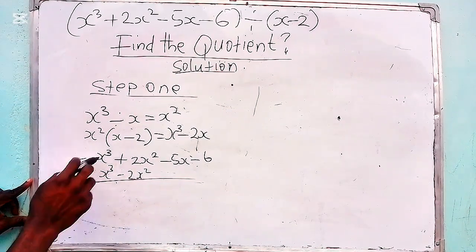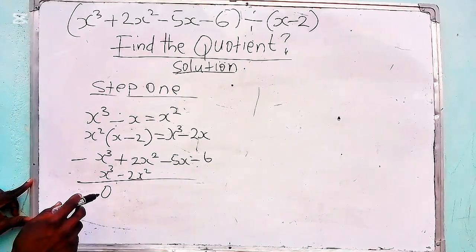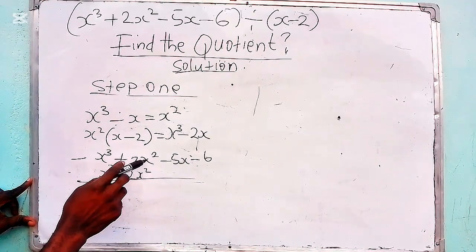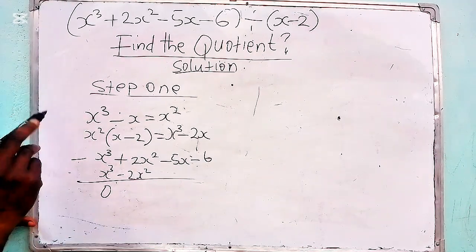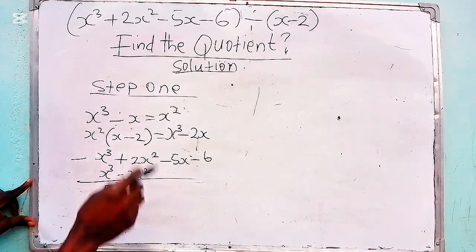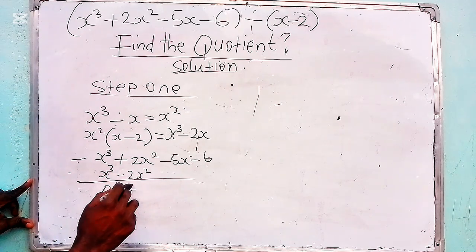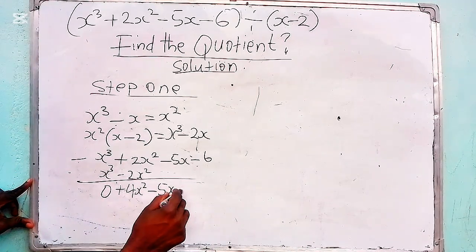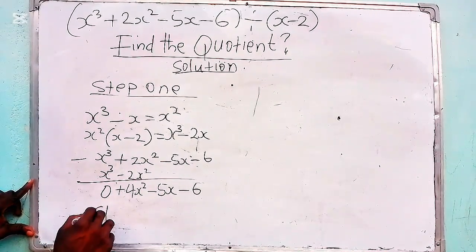So at this point, x raised to power 3 minus x raised to power 3 is 0. Okay, then we have plus 2x squared minus 2 minus 2 minus, so it's plus. That means 2x squared plus 2x squared. We're going to have plus 4x squared minus 5x minus 6. So at this point, I'm going to enter step 2.